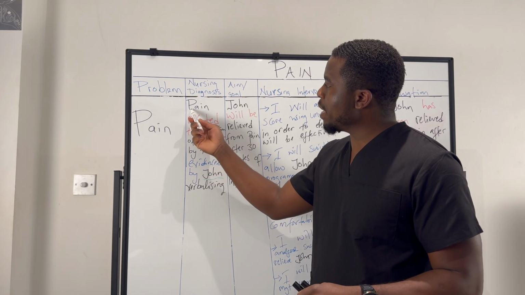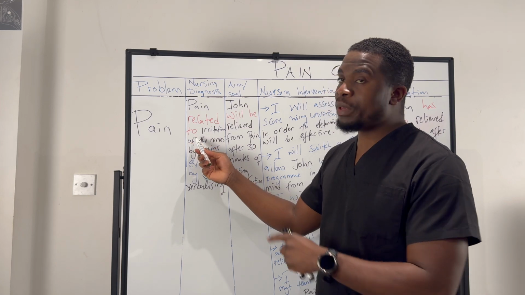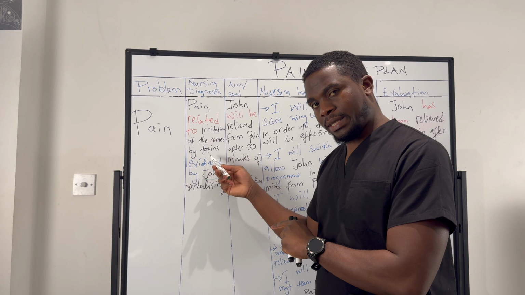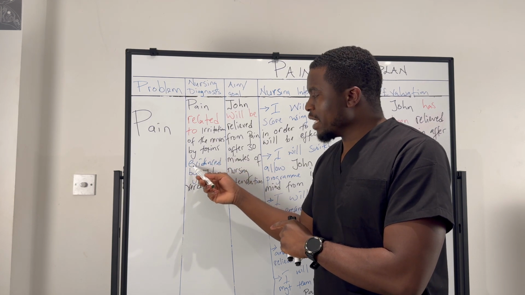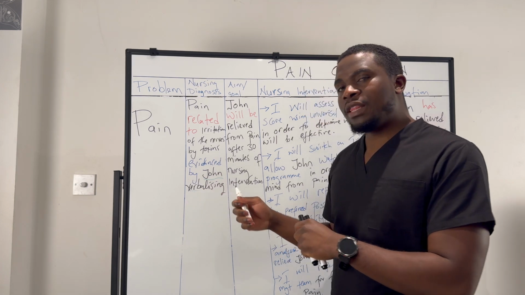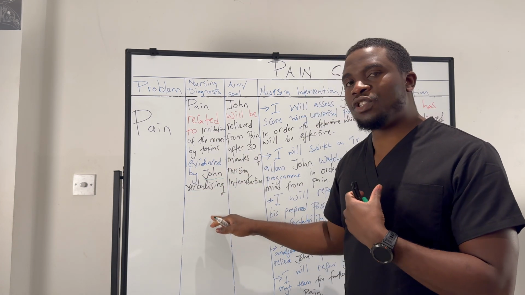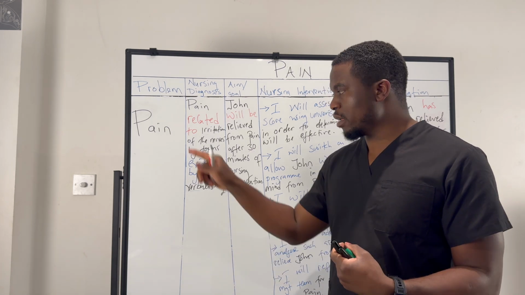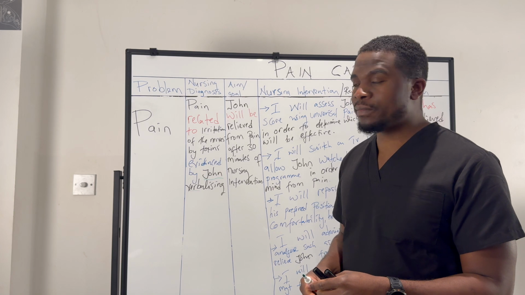So we say pain related to, you begin to explain, irritation of the nerves by toxins, evidenced by John verbalizing. So this patient by the name of John has told you, "I'm having pain." Then you know that the patient has pain.